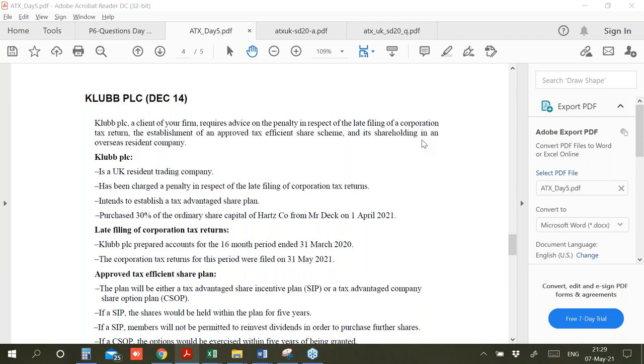Then the deadline for submitting the corporation tax return was 31st March 2021, as the company has submitted the tax return within 3 months late. £100 penalty will be applied.